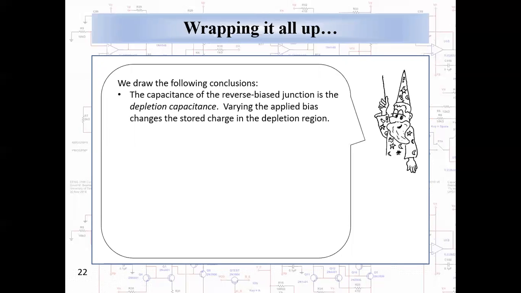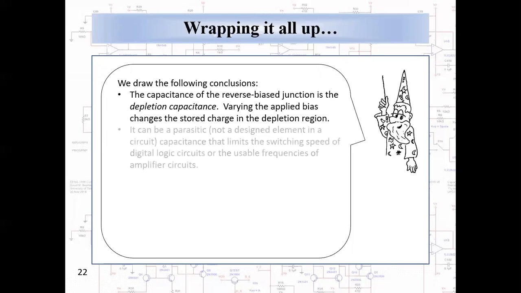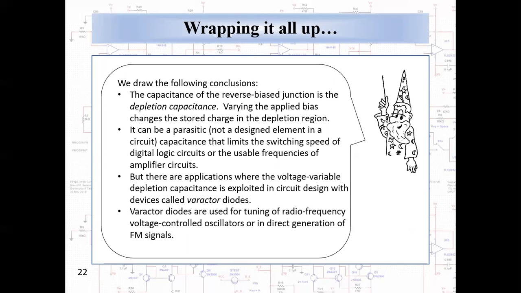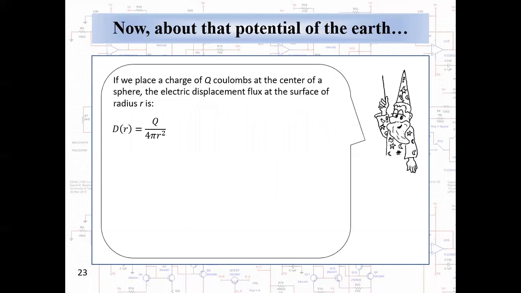The capacitance of the reverse bias junction is the depletion capacitance. Varying the applied bias changes the stored charge in the depletion region, hence the name depletion capacitance. It can be a parasitic element, that is not a designed element, not a wanted element, that limits the switching speed of digital logic circuits, or can also limit the usable frequencies of amplifier circuits. But there are applications where the voltage variable depletion capacitance is exploited in circuit design with devices called varactor diodes. Varactor diodes are used for tuning of radio frequency voltage controlled oscillators or in direct generation of FM signals.